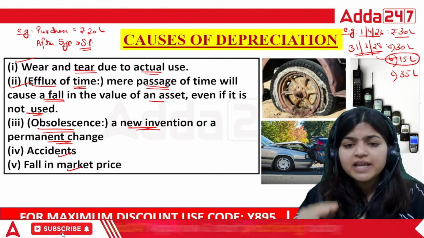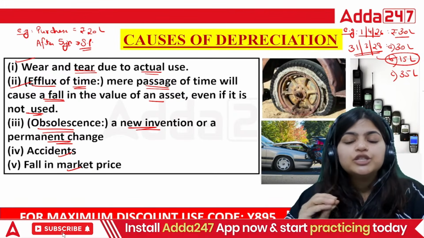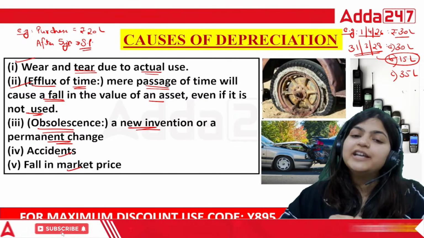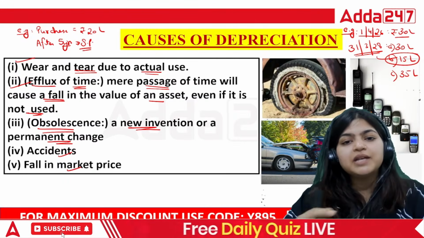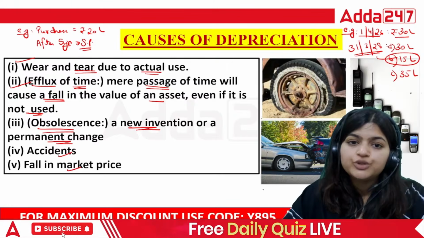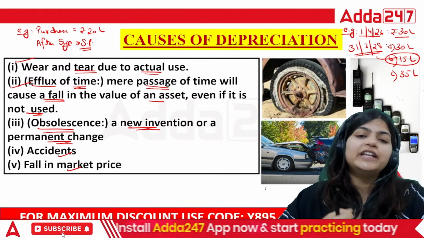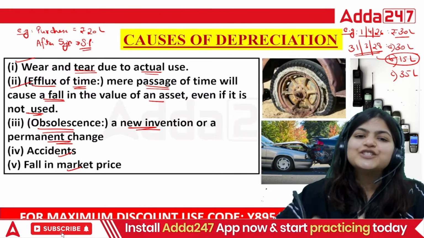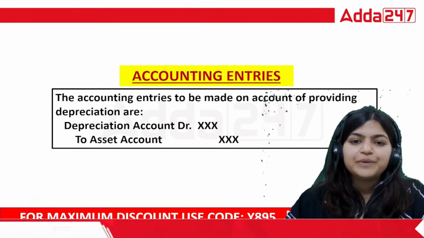Remember, in the exam you can find at least 3 to 4 marks question from this topic. Yes, in the exam they are asking depreciation numerical questions as well as they can ask theoretical questions based on this. So this is about causes of depreciation.